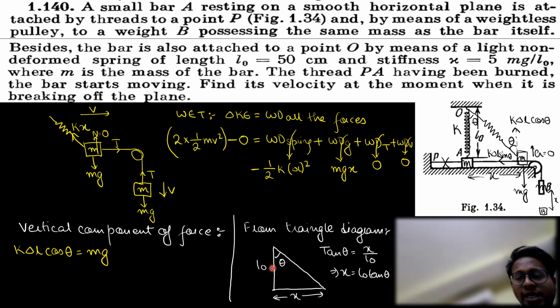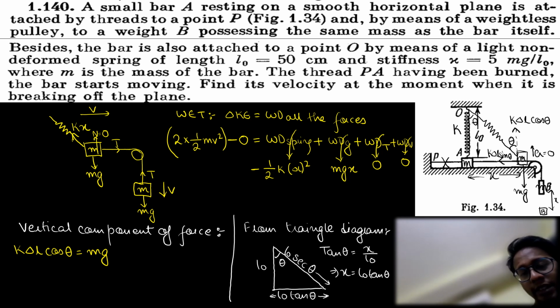What I'm doing out here is writing everything in terms of L naught and theta, all the lengths in terms of L naught and theta. So this X will be L naught tan theta. Similarly, if you write the hypotenuse, hypotenuse into cos theta is equal to L naught. So hypotenuse is equal to L naught by cos theta, which is L naught sec theta. So this length is L naught tan theta, this length is L naught sec theta.